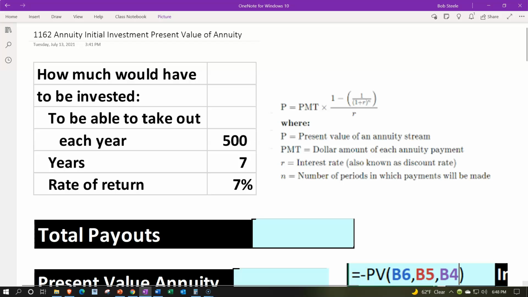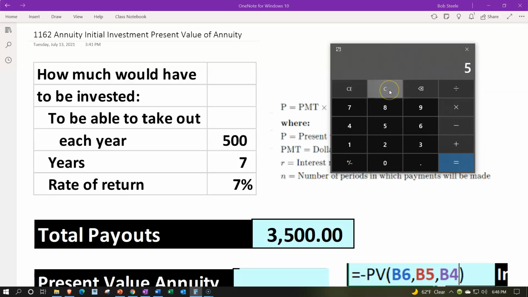Okay, so if I look at this, you can first say that the total payouts we're going to be looking at are 500 times 7. So if we simply say, I'm going to need 500 times 7, I'm going to need $3,500 if I'm going to be taking out $500 each year for 7 years. But of course, we're going to have money in the savings account, so you don't need quite that much if whatever you have in there is generating a return, we're going to say at 7%.